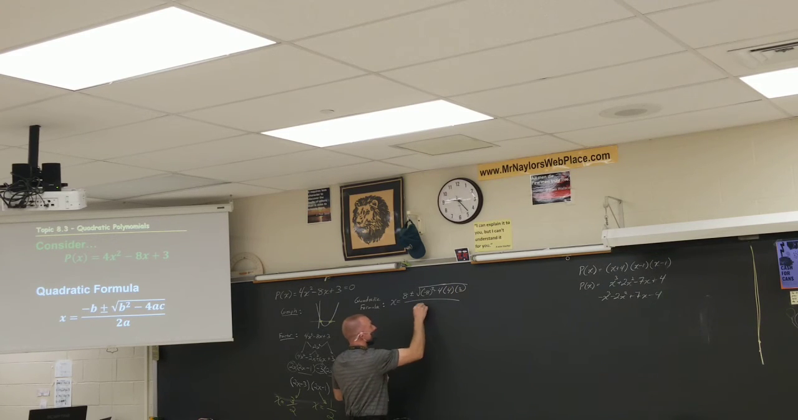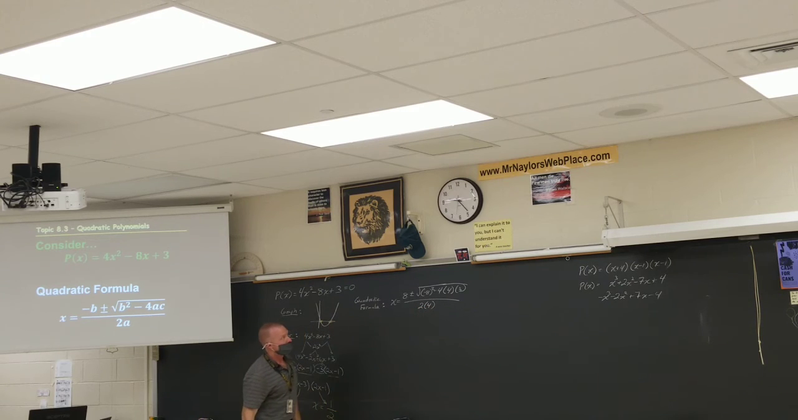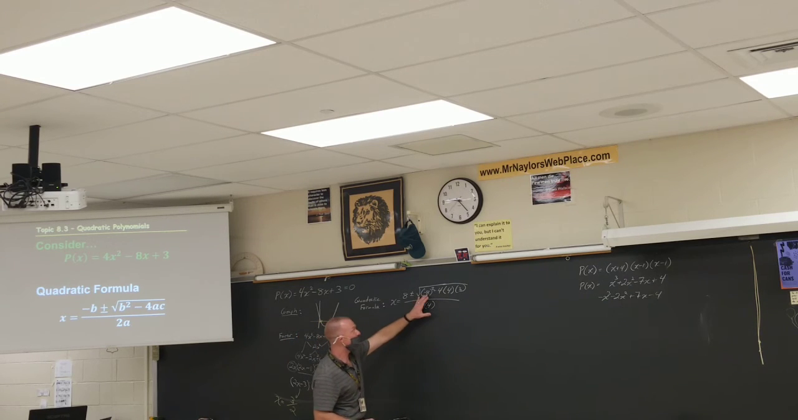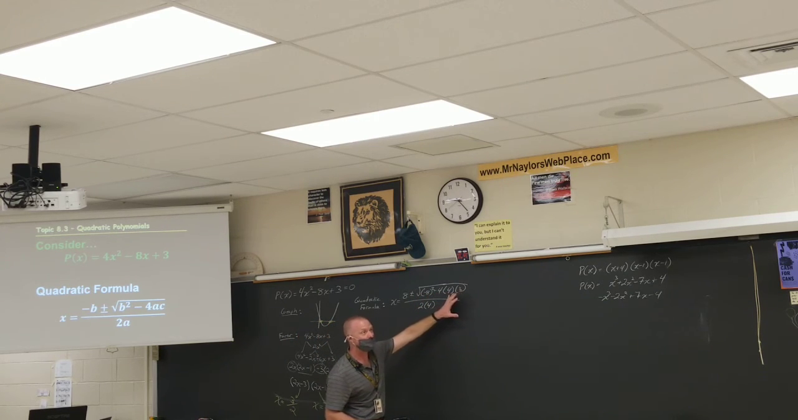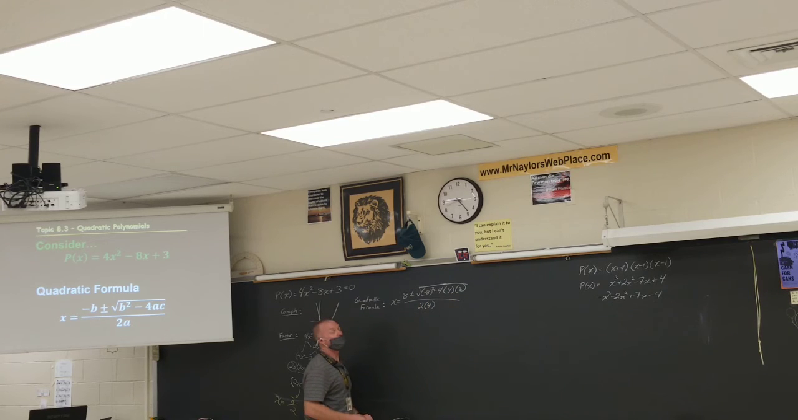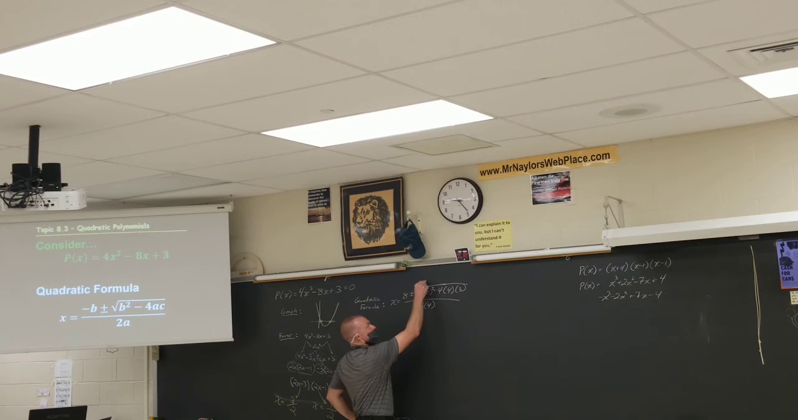Now, of course, all over 2a, so all over 2 times 4. Depending on your memory, this is the part that matters. You've got to be able to do 8 squared minus 4 times 4 times 3. I don't care how you do it. I typically will show this as a little bit of a breakdown.